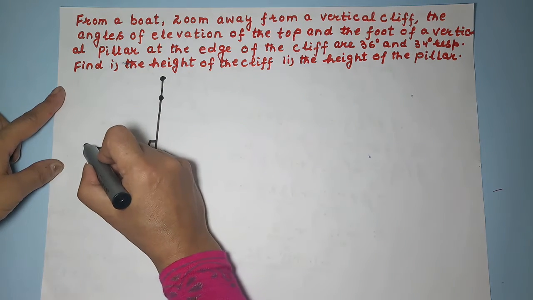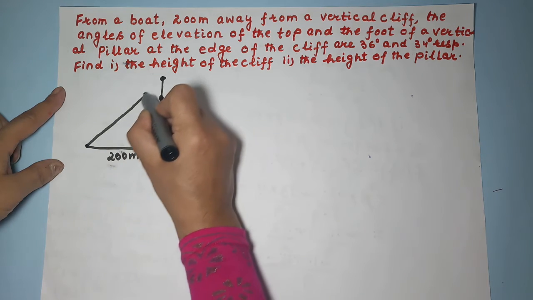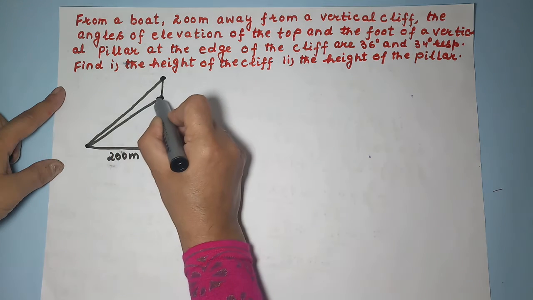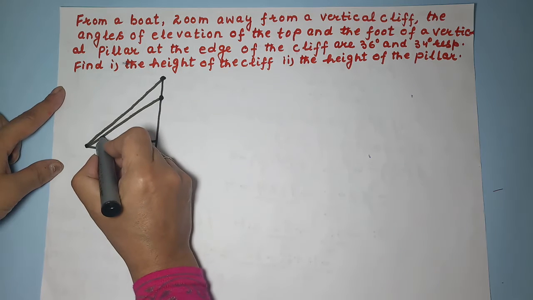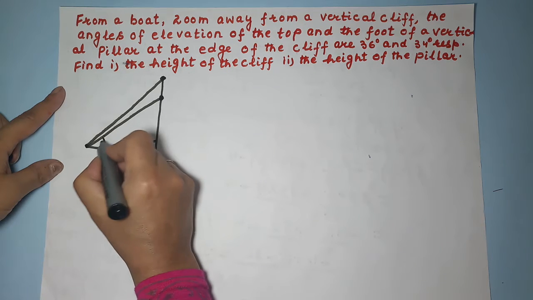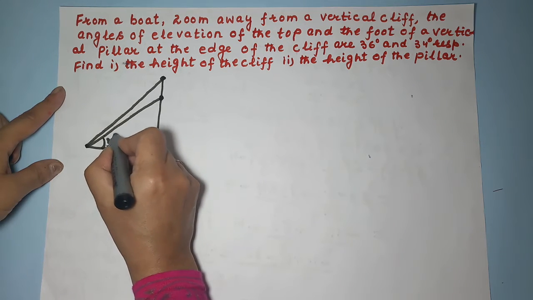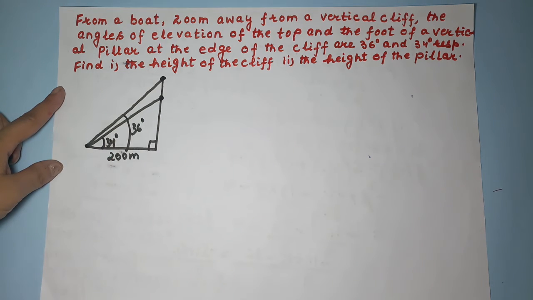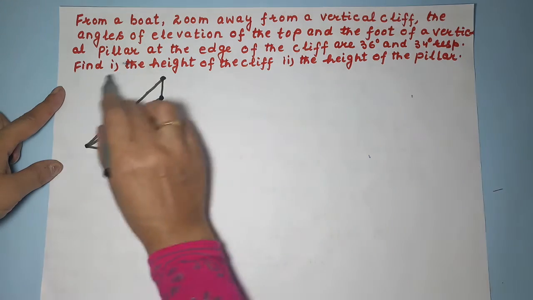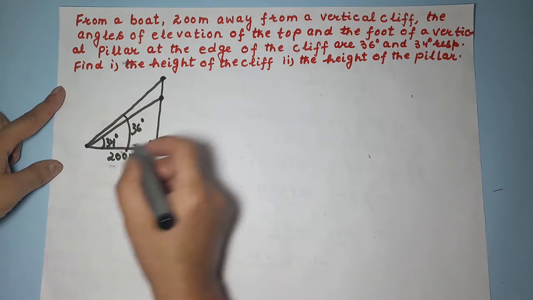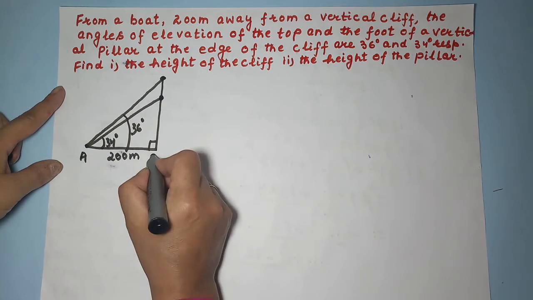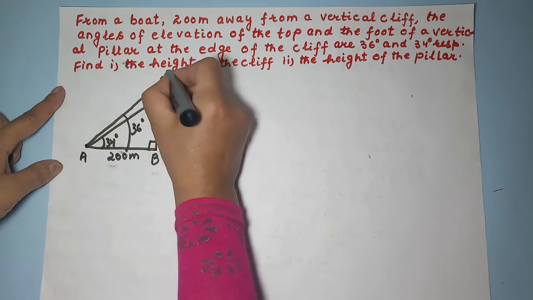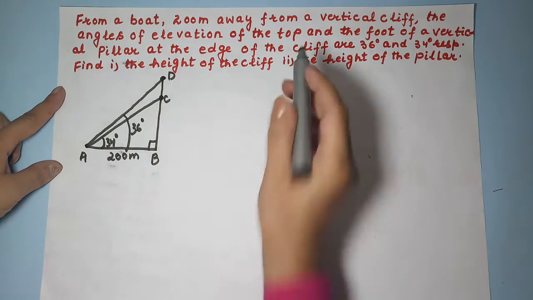So if you look at the top and the bottom of this pillar, the angles of elevation are 34 degrees and 36 degrees, respectively. Find the height of the cliff. Now let me name this. This is A, B, C and D. Find the height of the cliff.